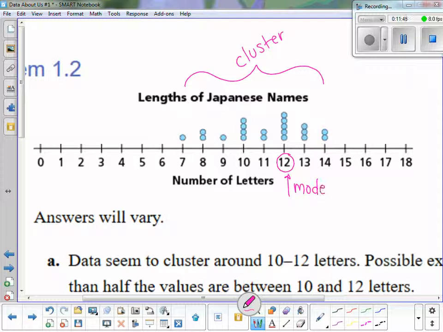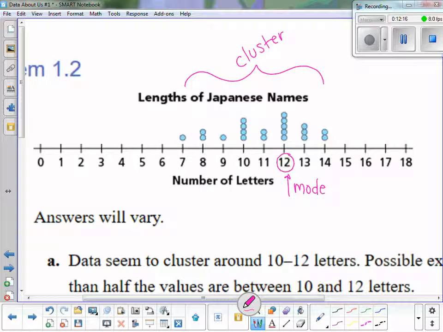Now, the question says, is the mode a good description of the typical name length? So this is an opinion question, and what I'm looking for you to do is to be able to support this. So if we said, yeah, the typical Japanese name is 12 letters, would you feel like that would be accurate, or it would not be accurate? And tell me why. So let's start with Ryan. Do you feel like 12 is a good typical name length? Do you think the mode represents the data?